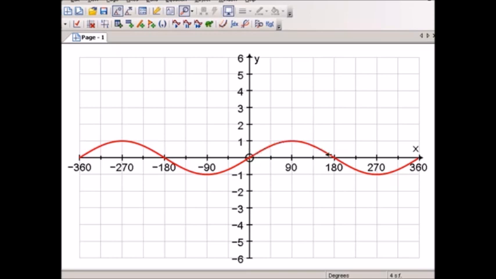The graph repeats every 360 degrees. That cycle there repeats every 360 degrees, or every 2 pi if you're looking at radians.